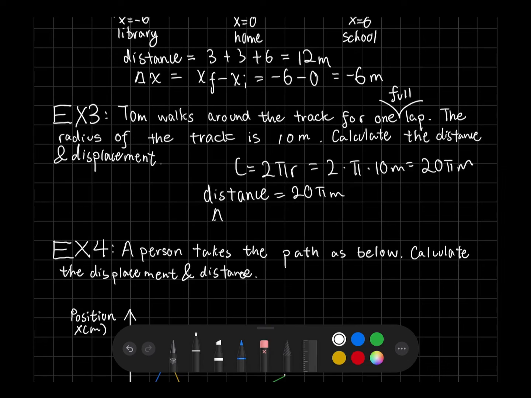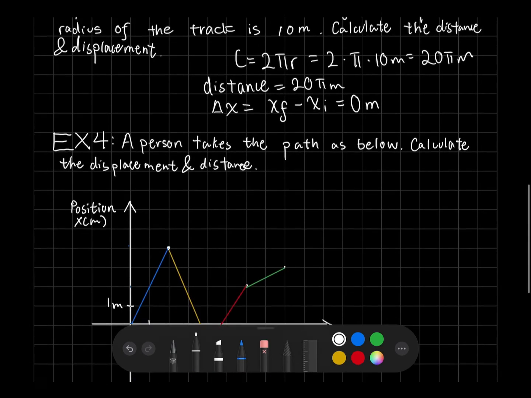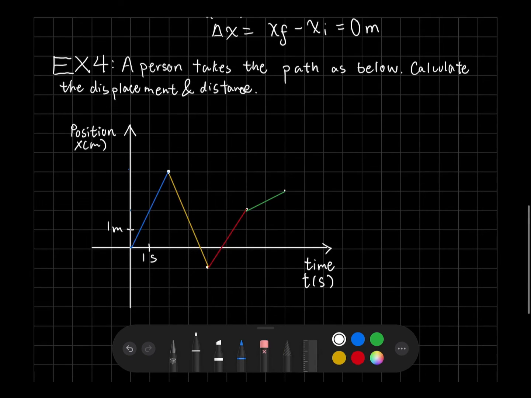And now let's take a look at the delta x. Since he started and finished at the same position, his x final and x initial are the same. So there's no displacement. Okay. Example 4. A person takes the path as below, and we need to calculate the distance and displacement.